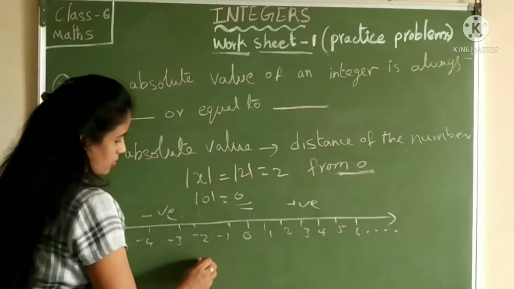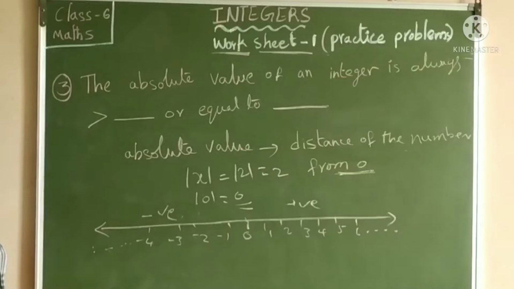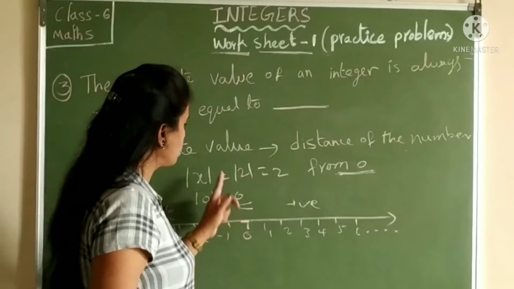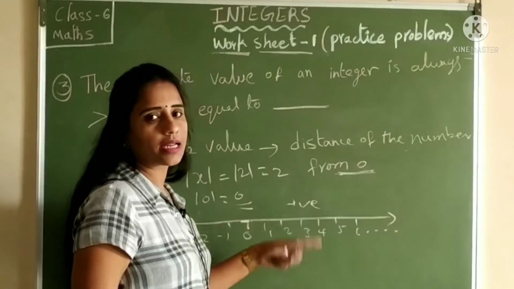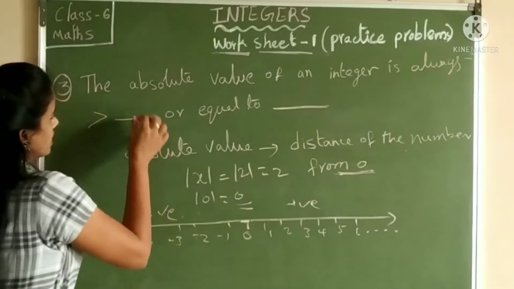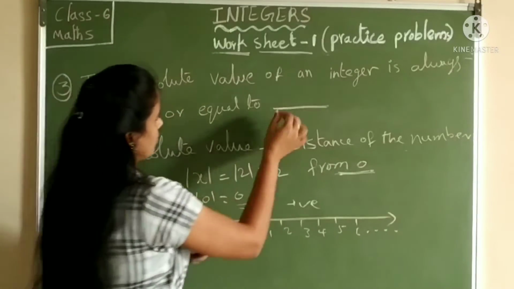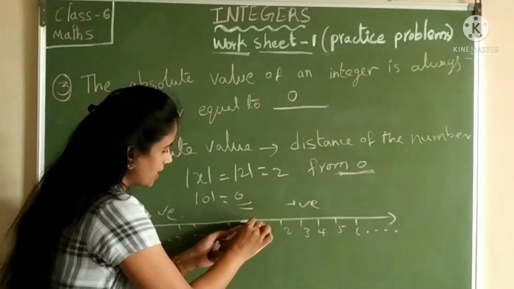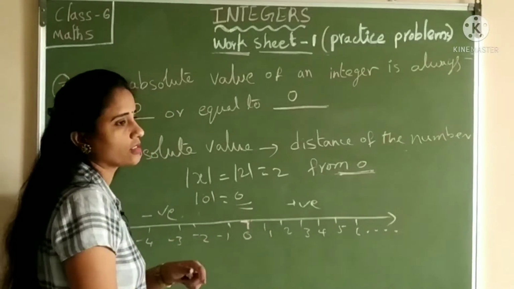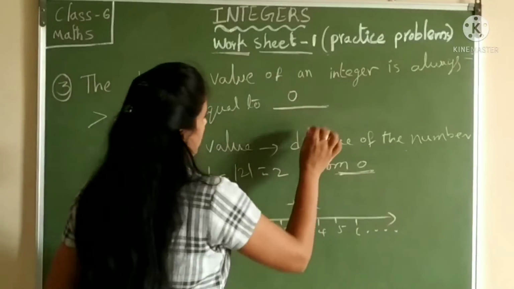So the absolute value is always 0 or greater than 0 every time. The absolute value of an integer is always greater than or equal to 0. Sometimes the distance starts at 0 and the ending point is also 0, so sometimes it will be 0 or a positive number. That is greater than 0 or equal to 0. That is the absolute value.